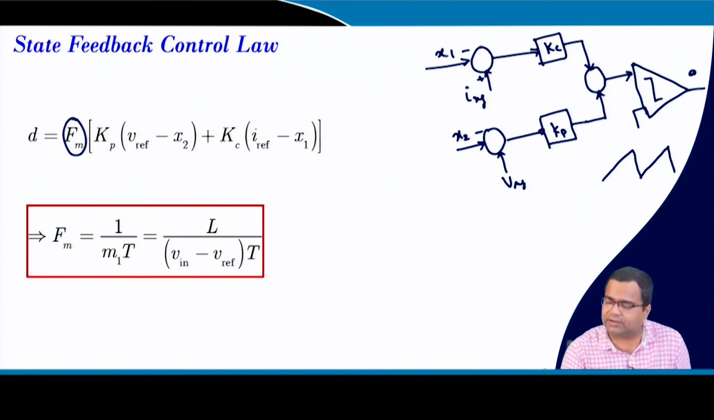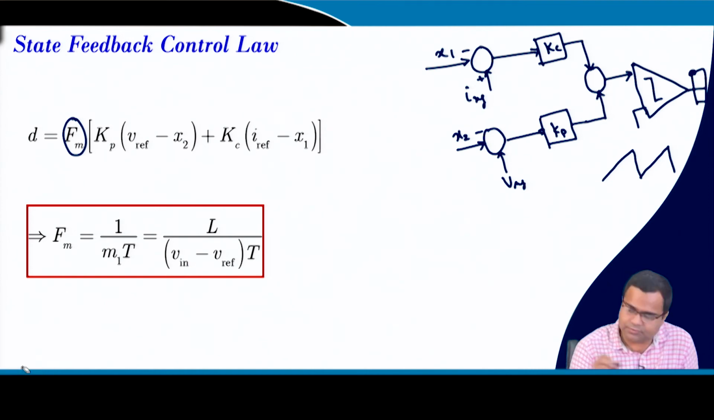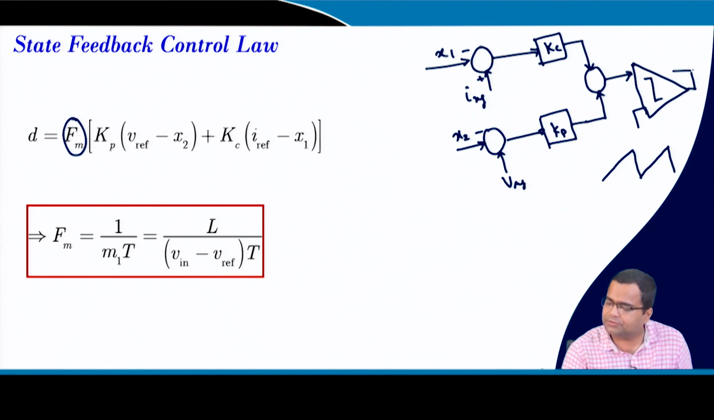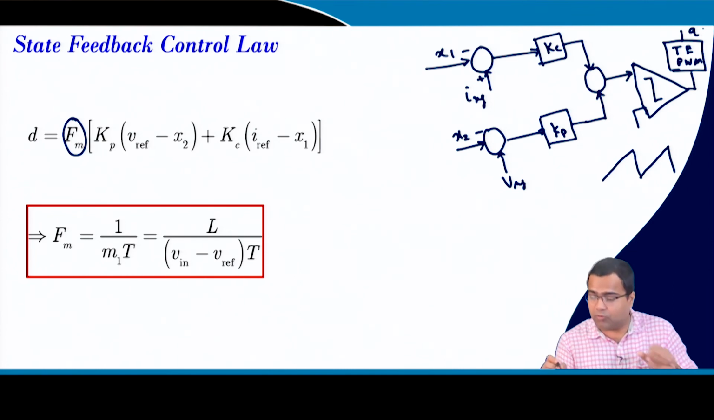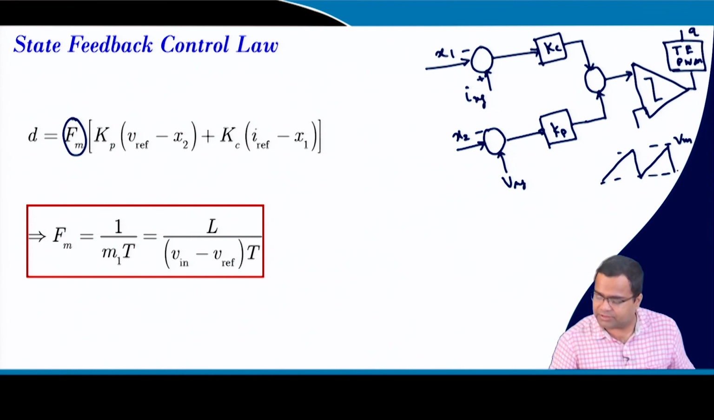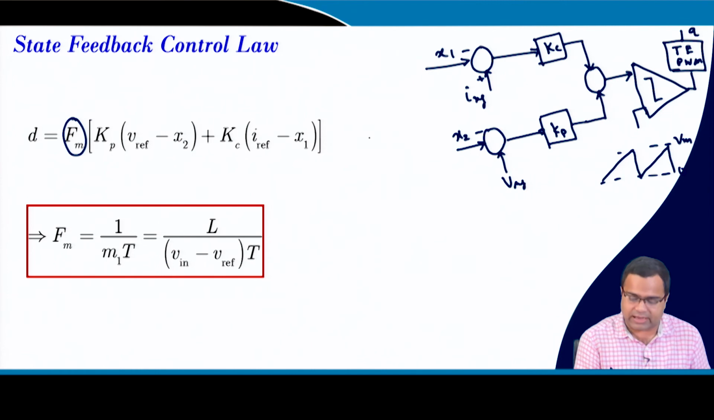I mean, there will be a latch circuit, of course. So, we will have a latch circuit after that. So, this will go to the trailing edge PWM, and that will generate the gate signal. So, what is my modulator gain? If this is my Vm and this is my 0 voltage, then my modulator gain Fm is nothing but 1 by Vm.